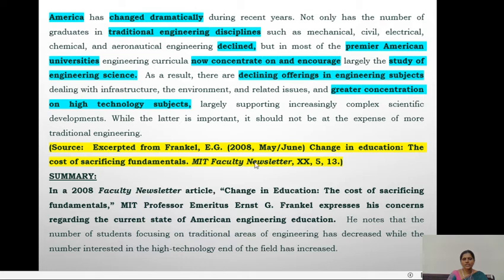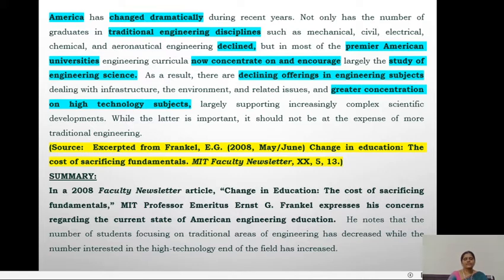Who is the one who has written this article? MIT Professor Emeritus Ernst G. Frankel. What he does is express his concerns. What concerns? Regarding the current state of American engineering education. So when you read this, you come to know what the summary is going to tell you about. The first line quotes the source, and the second line gives you the main idea of what the author is trying to tell you ahead.